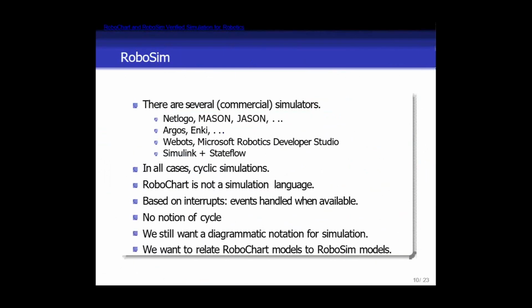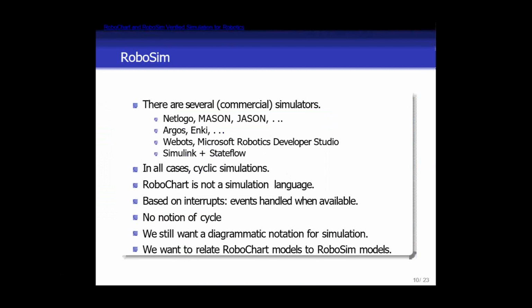Second language, the one for simulation. There are many commercial simulators like NetLogo and ARGoS and Enki and so on, and Simulink and Stateflow. And in all these cases, the simulation is a cyclic executive, right? And that's not the structure of a RoboChart. The structure of a RoboChart is a diagram that captures the behavior. It's not specifically about this cyclic executive.